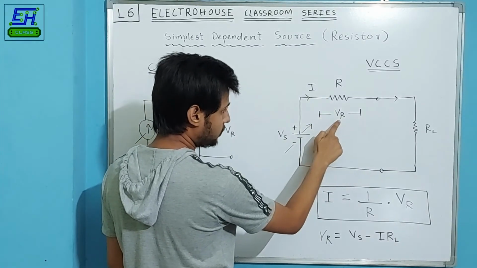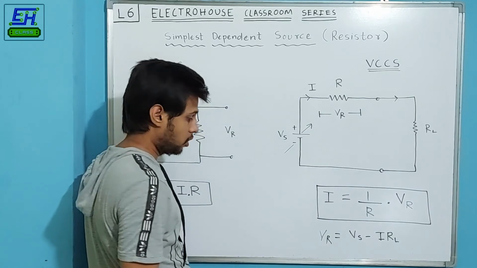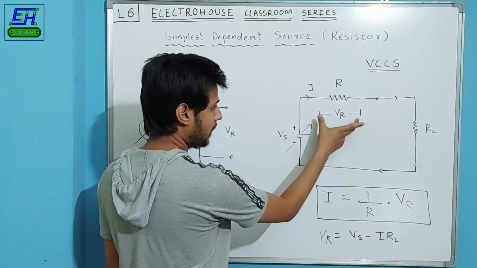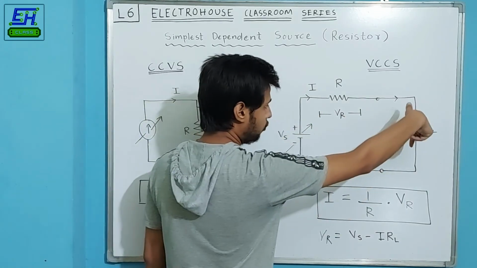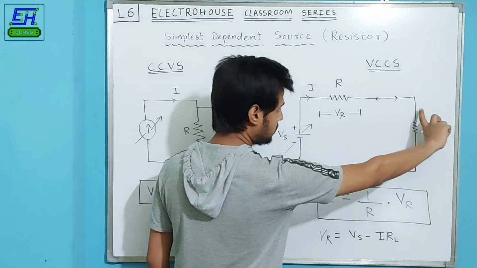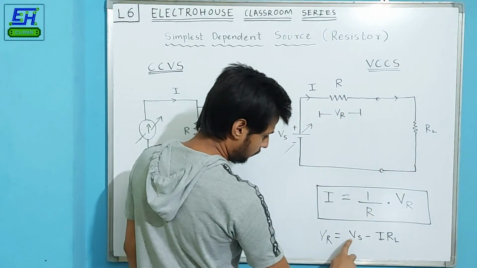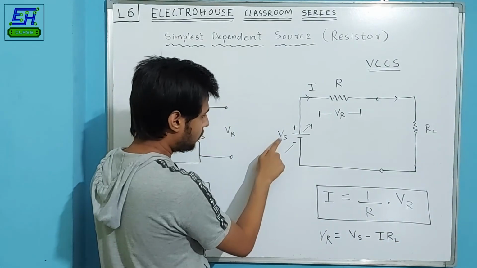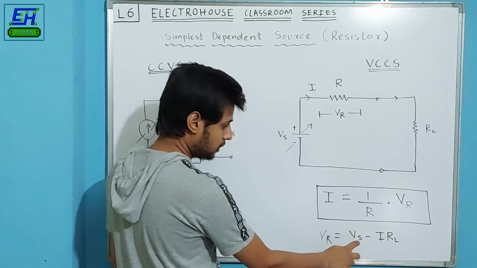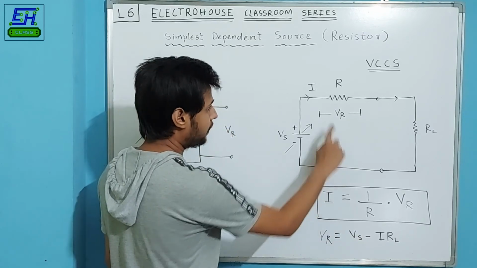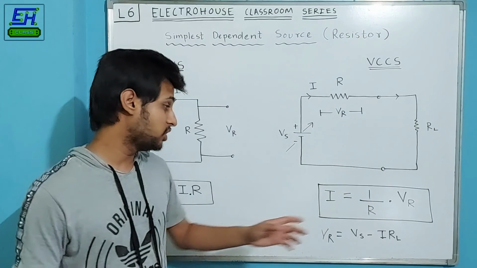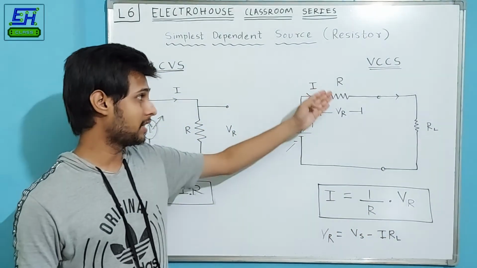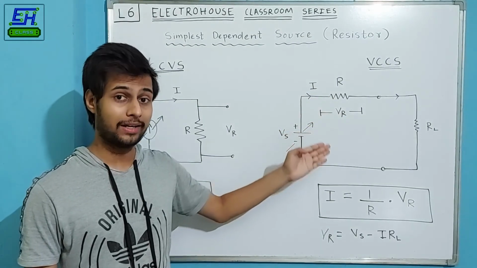How exactly we change VR is by using Kirchhoff's voltage law. So VR equals Vs minus I into RL. Very simple. This voltage VR will be Vs minus the voltage across the load resistance RL, which is I into RL. So ultimately, by altering our source voltage Vs, we change the voltage VR across this resistance, and hence with the change in the input voltage VR, we also get a change in our output current. So this circuit can be considered as a voltage controlled current source.